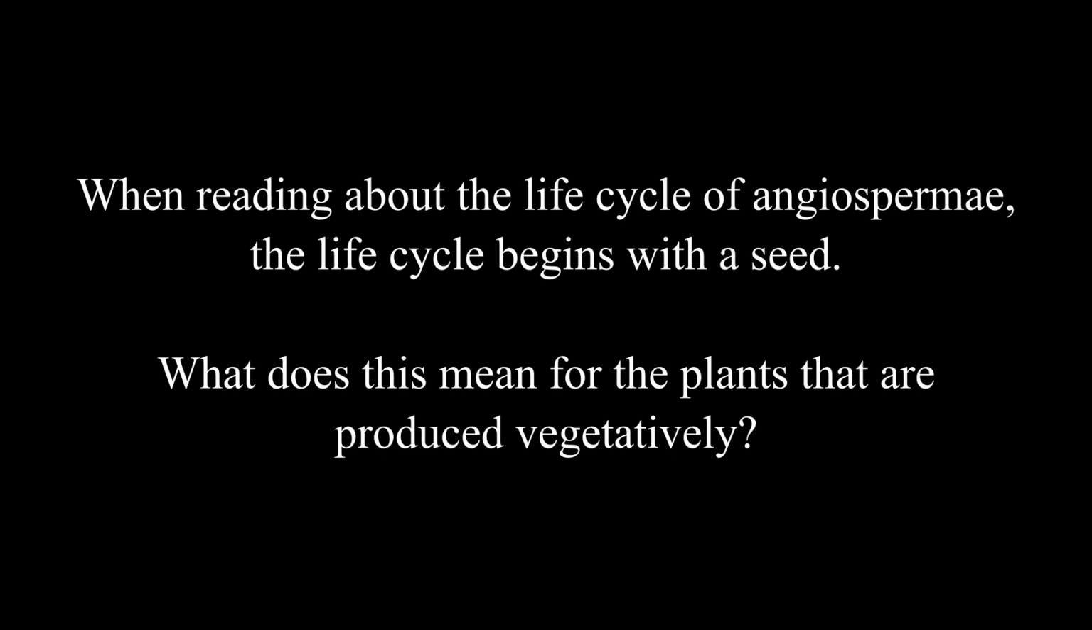Next question: when reading about the life cycle of angiospermae, the life cycle begins with a seed. What does this mean for the plants that are produced vegetatively? So we looked at vegetative reproduction versus sexual reproduction. Seeds come from sexual reproduction. Vegetative reproduction is just, if I were to take a little piece of this ivy, put it in some water, it starts having new roots, and then I put it in a new pot. Now I have 2 plants, and those were reproduced vegetatively. I didn't have a seed from the ivy.